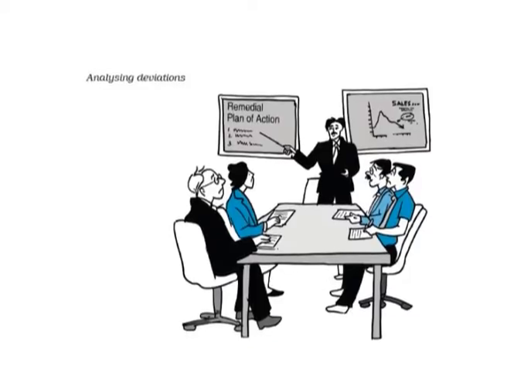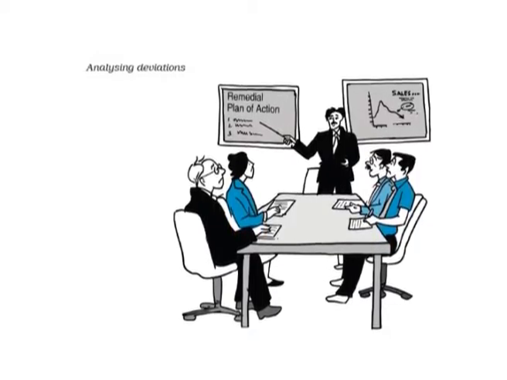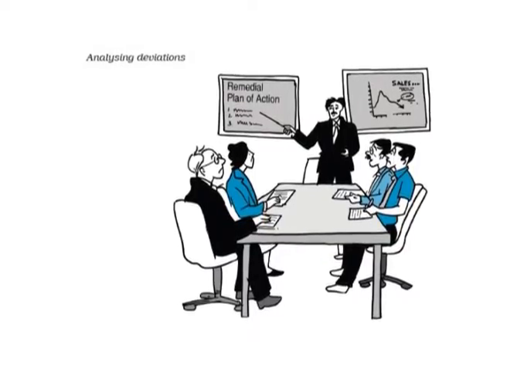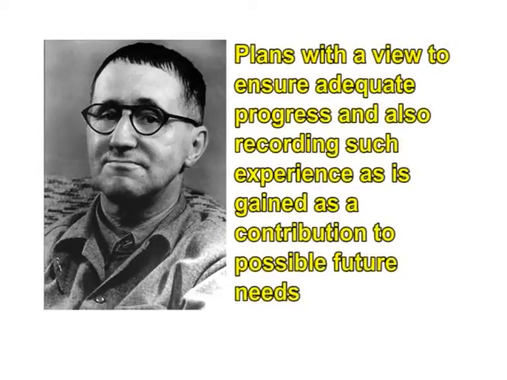Controlling measures the deviation of actual performance from the standard performance, discovers the causes of such deviations and helps in taking corrective actions. According to Brecht, controlling is a systematic exercise which is called as process of checking actual performance against the standards or plans with a view to ensure adequate progress and also recording such experience as is gained as a contribution to possible future needs.